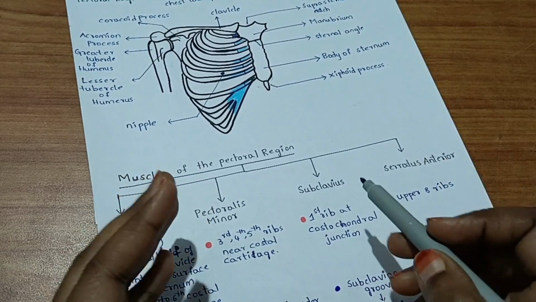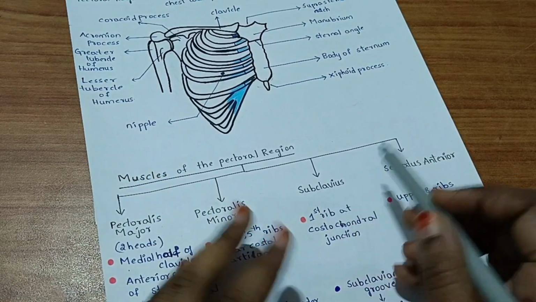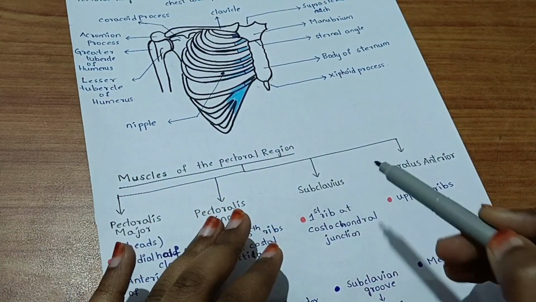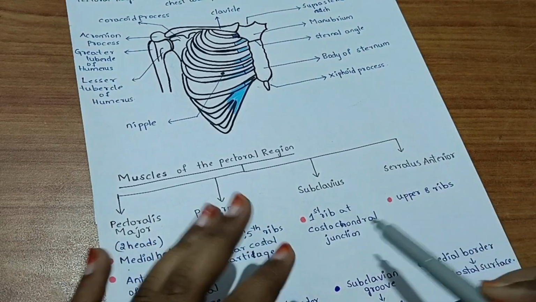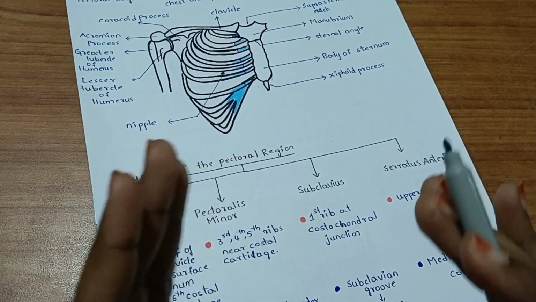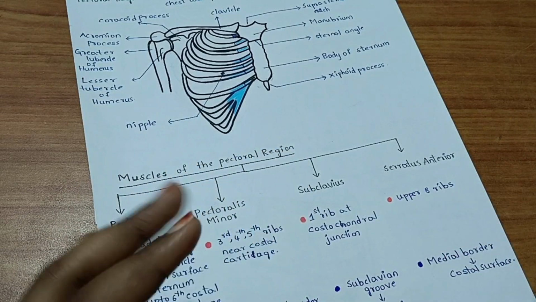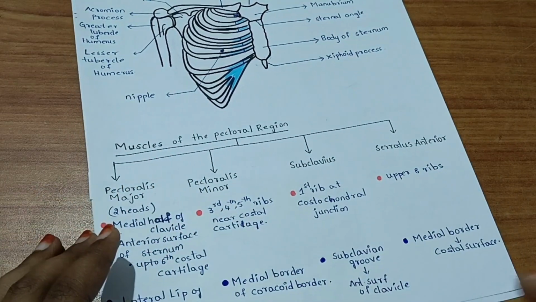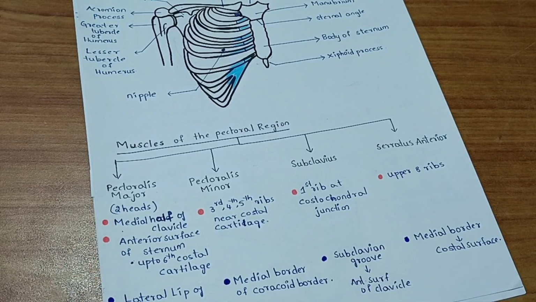Next, the subclavius. As I said in the last class, clavius means the clavicle and sub means below the clavicle. So the muscle present below the clavicle is subclavius, extending from the superior surface of the first rib to be inserted in the subclavian groove on the anterior surface of the clavicle.